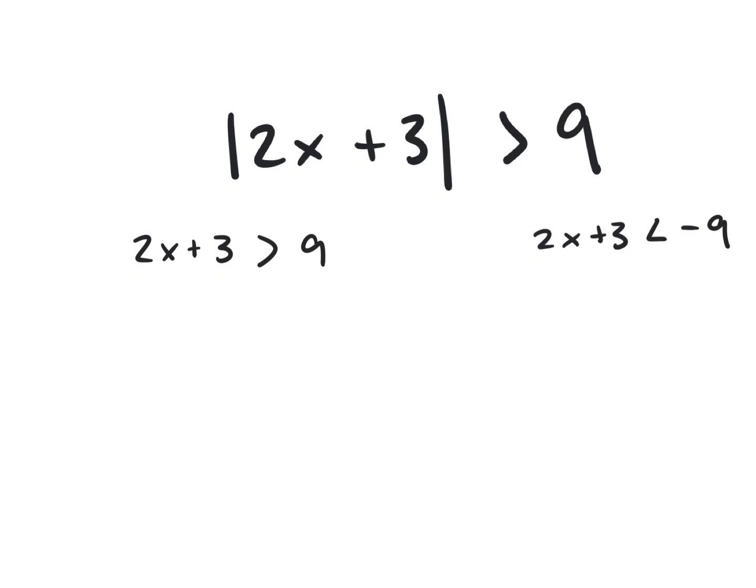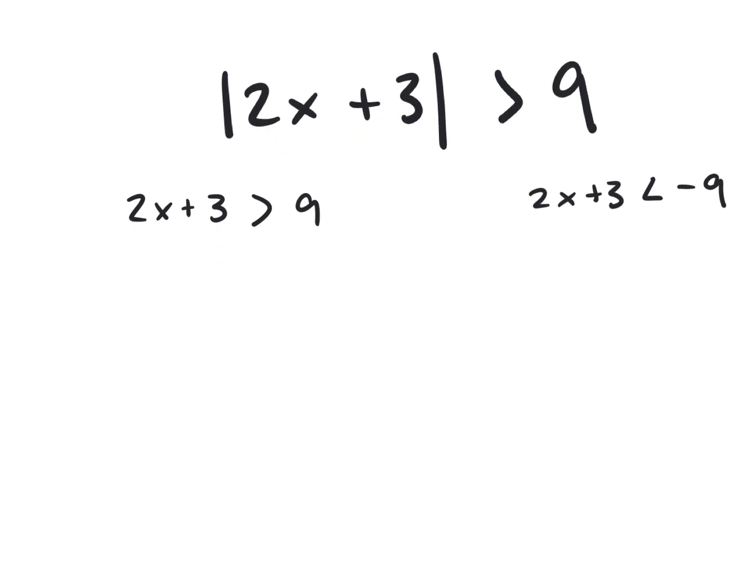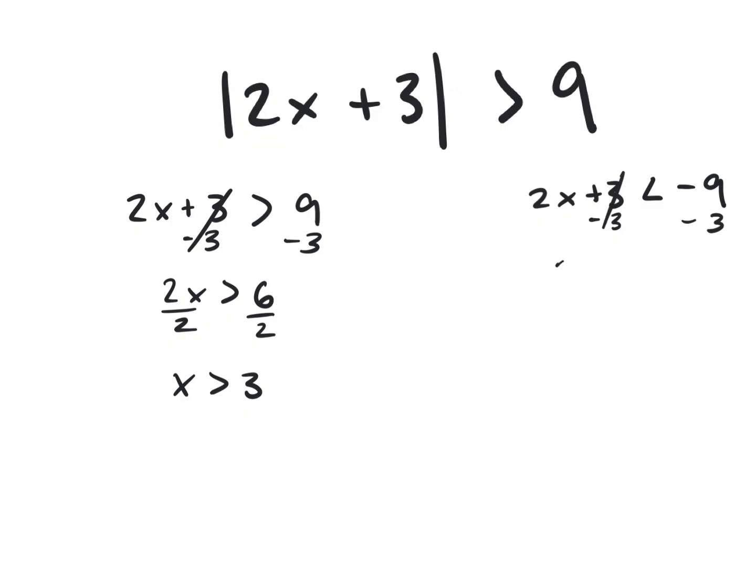I made this one up just so we could practice solving. You'll have one on the test like this, and we have to graph it out. You have to put this on a number line, yes. Just like the quiz. So 2x is greater than 9 minus 3, which is 6. Divide by 2. X is greater than 3. Let's do the same thing here. We're going to subtract 3. So 2x is less than negative 12. Divide by 2. X is less than negative 6.